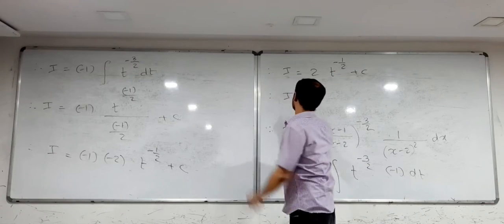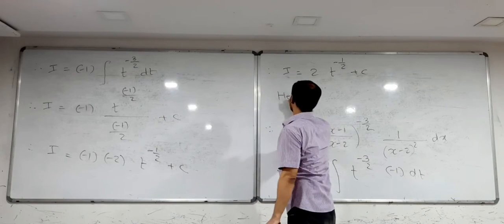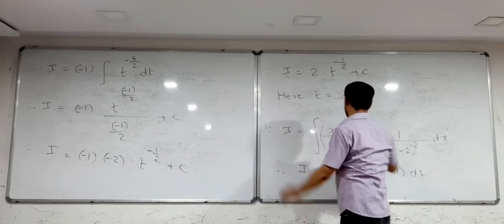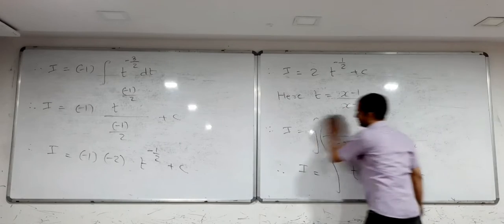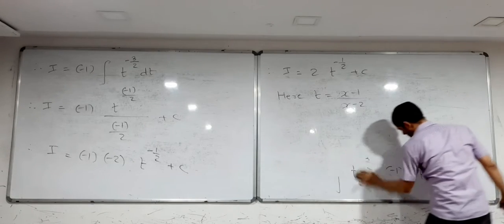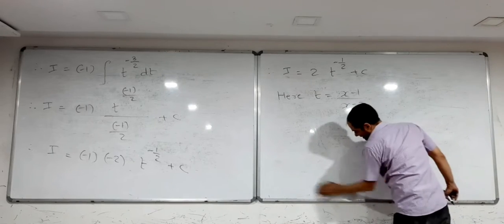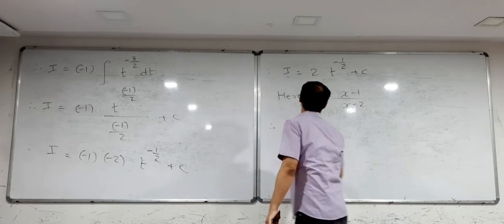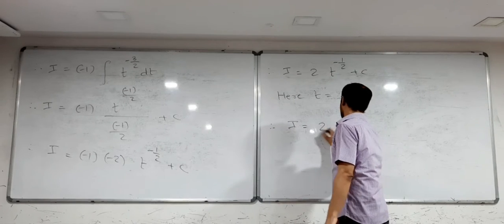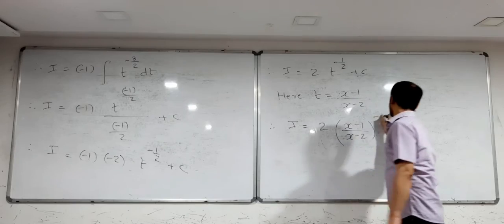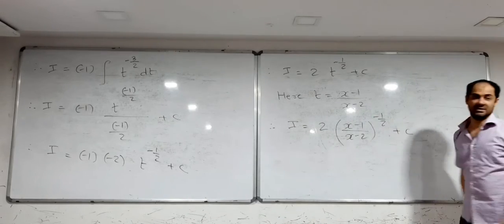So I is, what was t? Here t is x minus 1 upon x minus 2. So therefore I becomes 2 times (x minus 1 upon x minus 2) raised to minus half plus c. Okay.